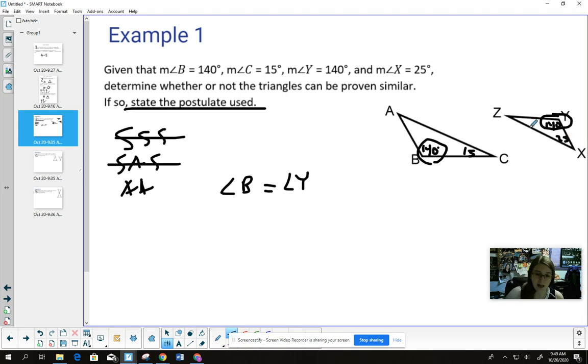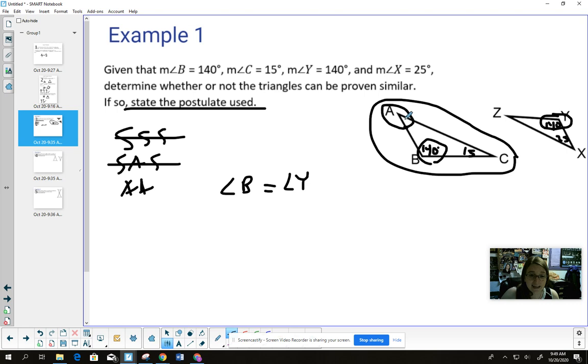So that's not congruent. However, what we have to check for is, what's this missing angle here? It's possible this missing angle could be congruent, could be 15. It's possible this missing angle could be 25. So pick a triangle, it doesn't matter. I'm going to go ahead and pick this one. Let's find angle A and see if it's actually 25 degrees. Because if it is, that's 2 pairs of angles that are congruent, and that's good.